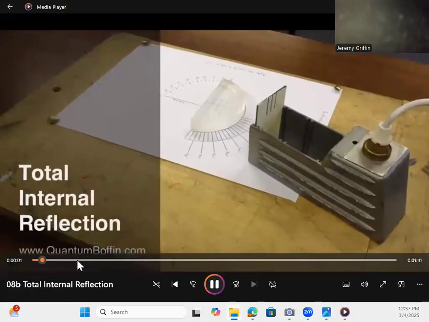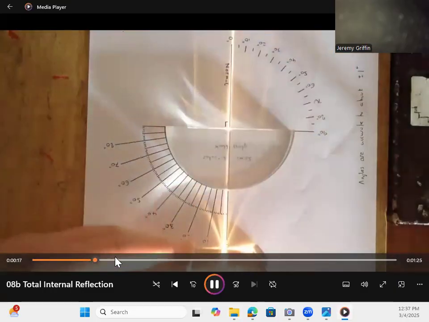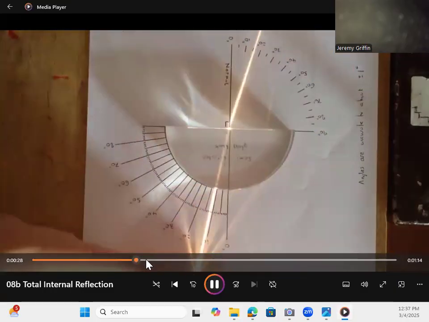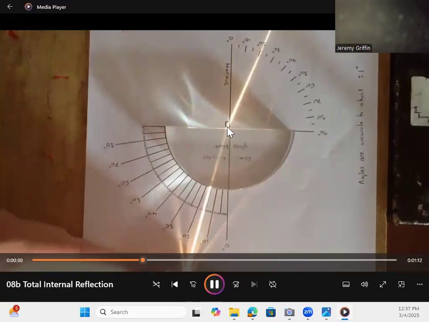Oh no, not that one. Let's do this one. All right, here we go. Right, so same thing but backwards. Hey, look, now he's shining the light on the curved side. Look at that. Now he's still aiming for the same point.